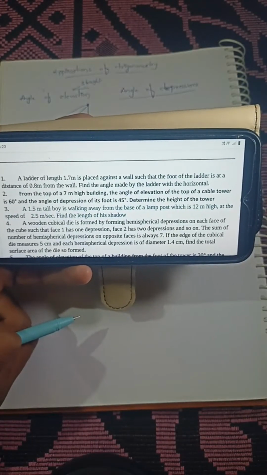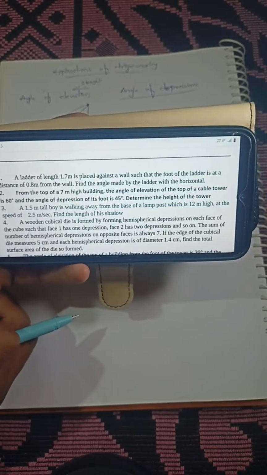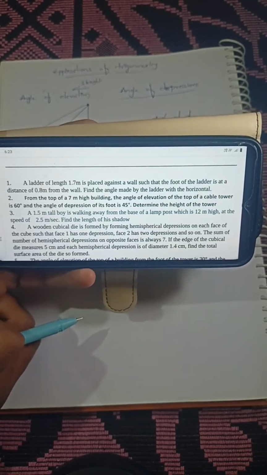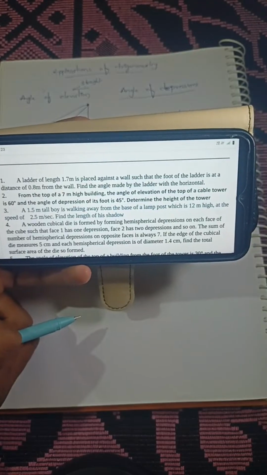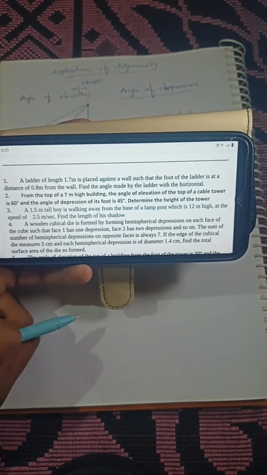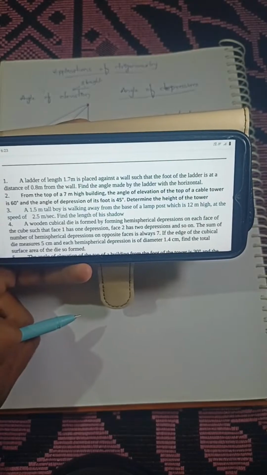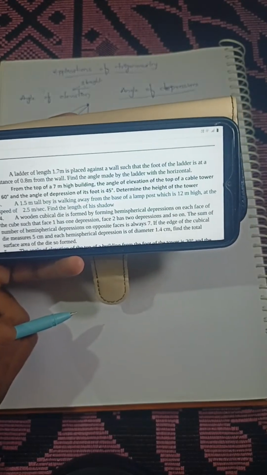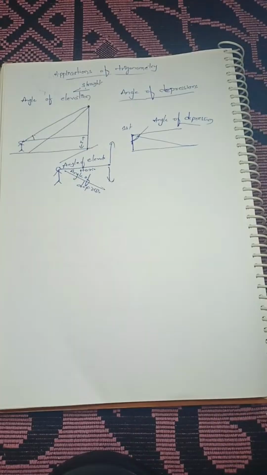A ladder of length 1.7 meters is placed against a wall such that the foot of the ladder is at a distance from the wall of 0.8 meters. We have to find the angle made by the ladder with the horizontal. Yes, now we are going to solve this problem. I think everyone understood the question clearly. What is given? One ladder is given with its length.